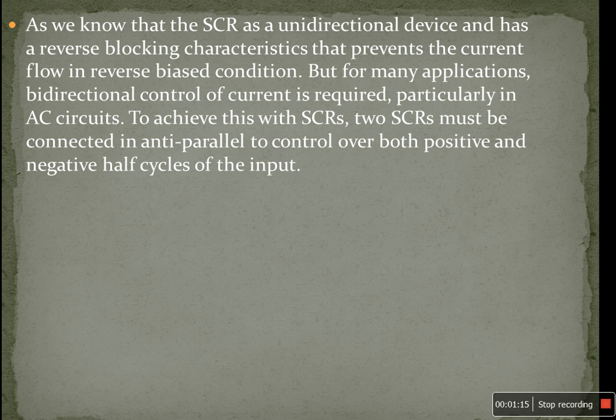To achieve this with SCRs, two SCRs must be connected in anti-parallel to control both the positive and negative half cycles of the input. The SCR allows current flow only in one direction and does not allow current flow in reverse blocking. So in order to get bidirectional current flow, we use two SCRs connected in anti-parallel to control both the positive and negative half cycles of the input.